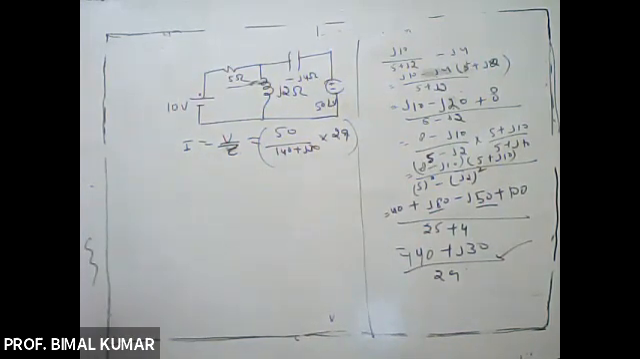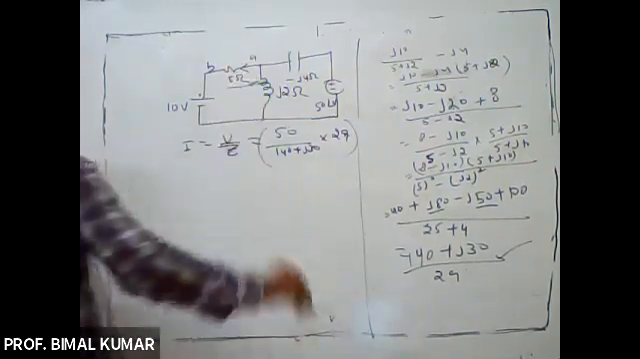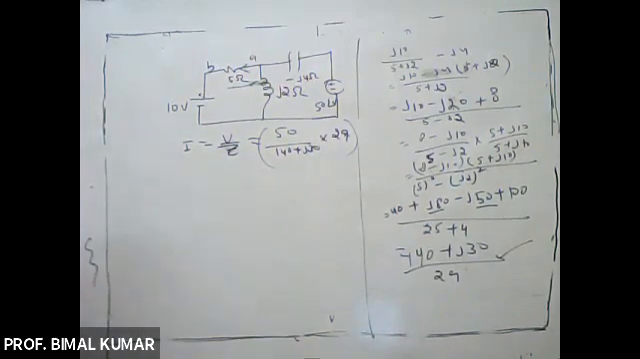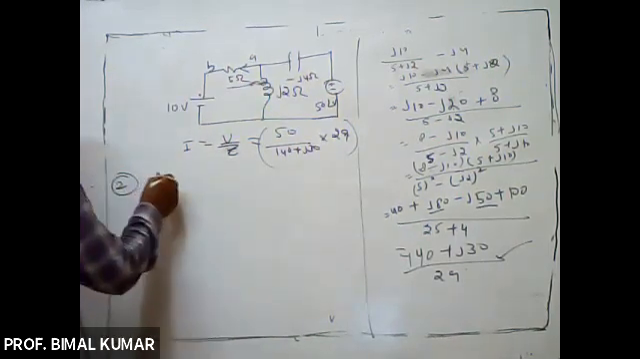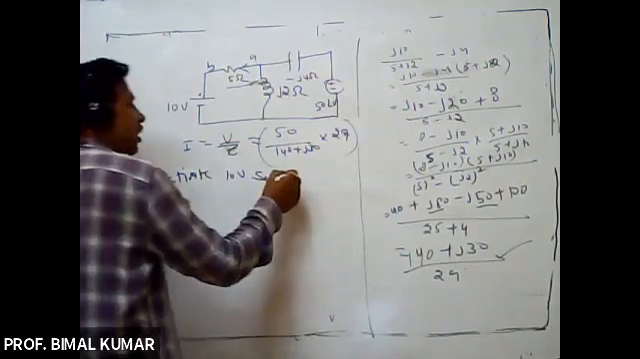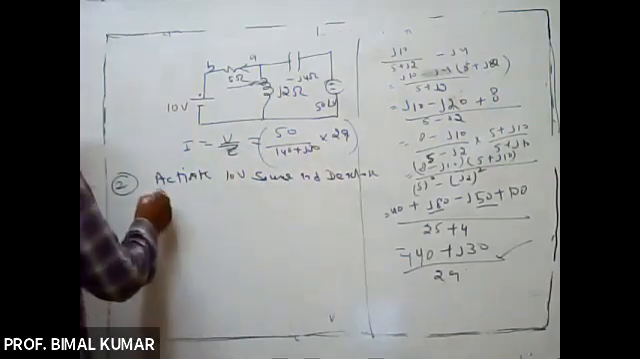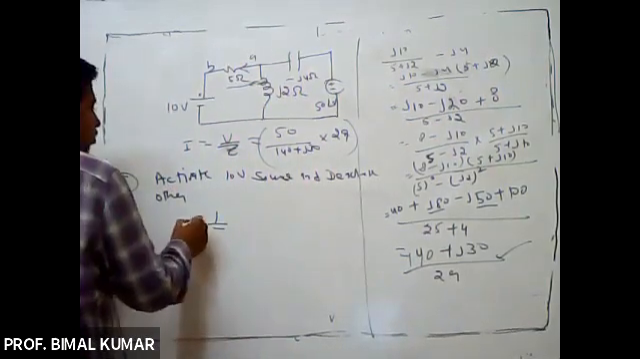due to 50 angle 0 degree source. Here it will be from A to B. Again rationalize it and do the required modification. Then after that, for the second case, I am just activating this source and deactivating the second. Step 2, activate the 10 volt source and deactivate the other.